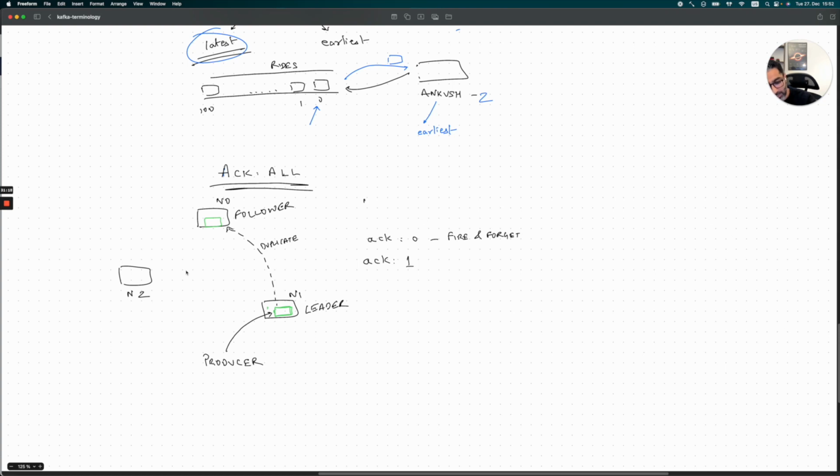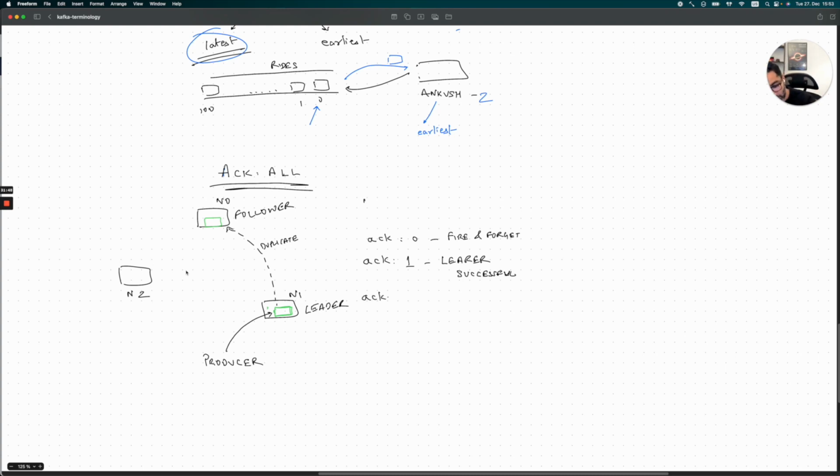Acknowledgement 1 means leader write has to be successful. What that means is the message has to be written into the leader. It has to be committed in the log physically. And until that happens, do not return a success to the producer. Only after that, return a success to the producer.